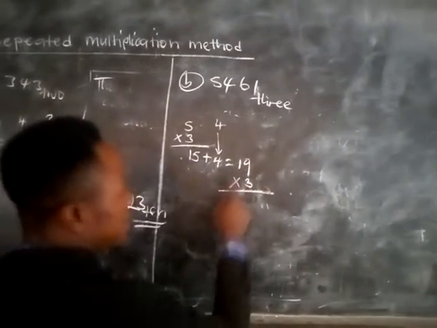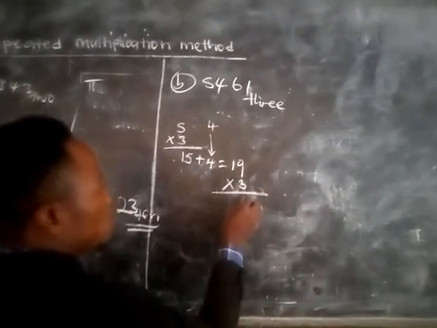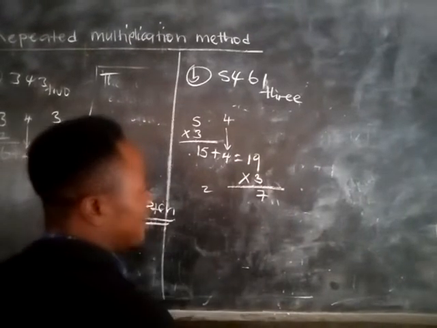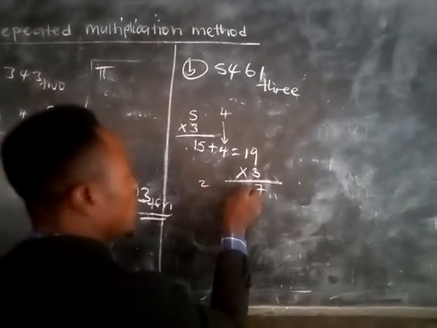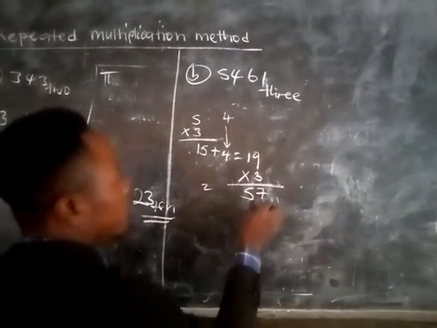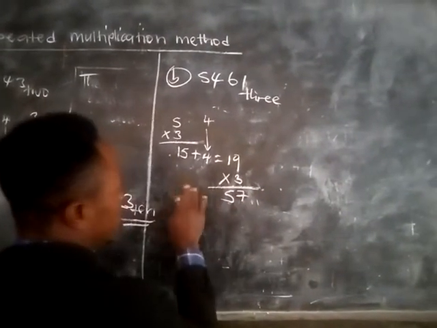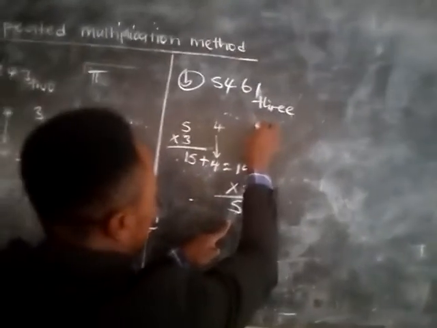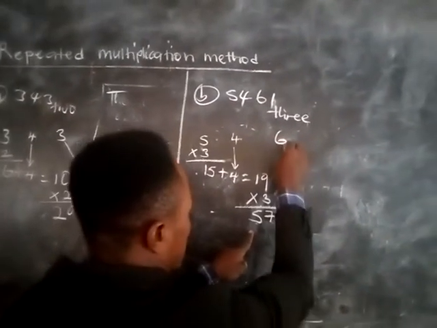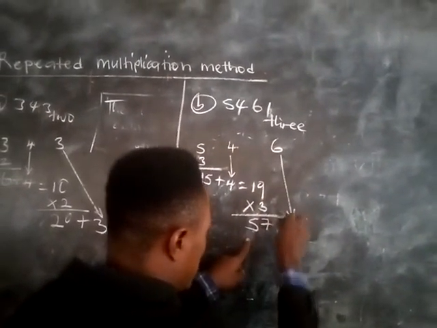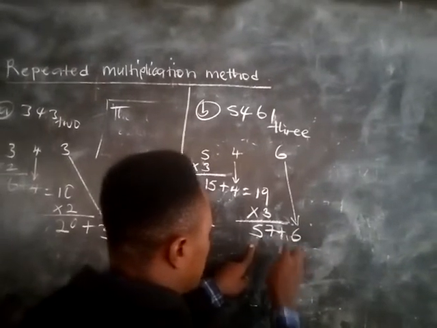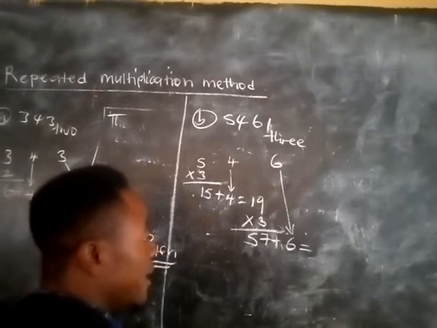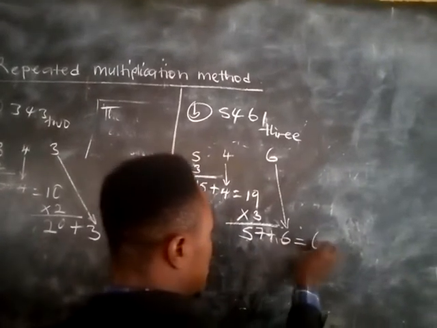So we take first 3 times 9, we have 27. We take the 7, carry 2. 3 times 1, we have 3, and 3 plus 2, we have 5. So we have the answer to be 57. Now we multiplied, we got the answer, so we add the other digit to it. That is 6. If we add 57 plus 6, you have 63.